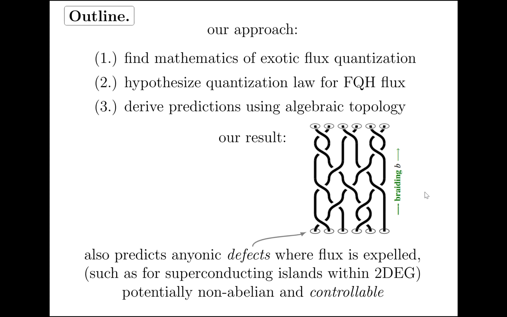So here's a cartoon of these defects. These little ellipses are my generic picture, as you will see, for these flux expelling defects. And so it predicts that you could be able to braid them around to enact non-abelian braid representations on the degenerate ground state.